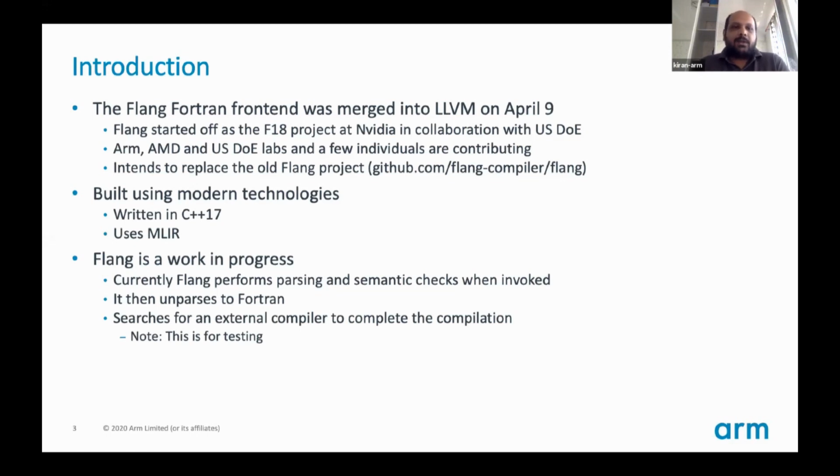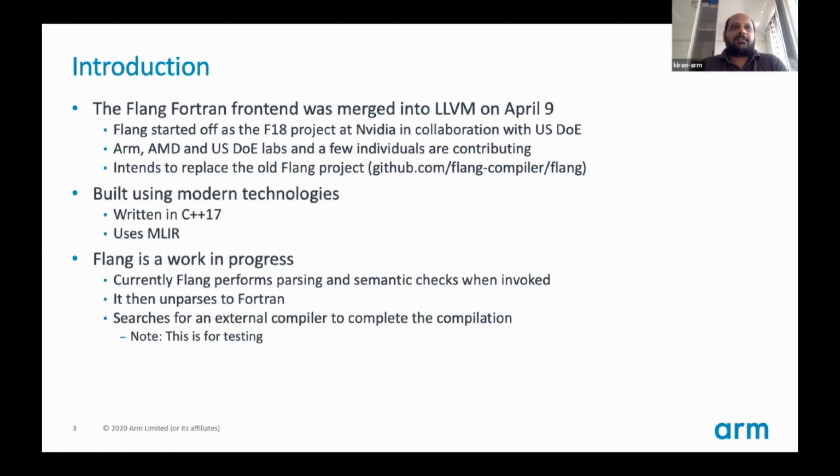And the response that we got, and also the current engineers' feedback, was that rather than trying to improve the old Flang, it's possibly better to start writing a new Fortran frontend from scratch. So that's how this new Flang Fortran frontend came in. And this new Fortran frontend is built using modern technologies. It's written in modern C++, C++17. It uses the MLIR infrastructure that was recently open sourced by Google.